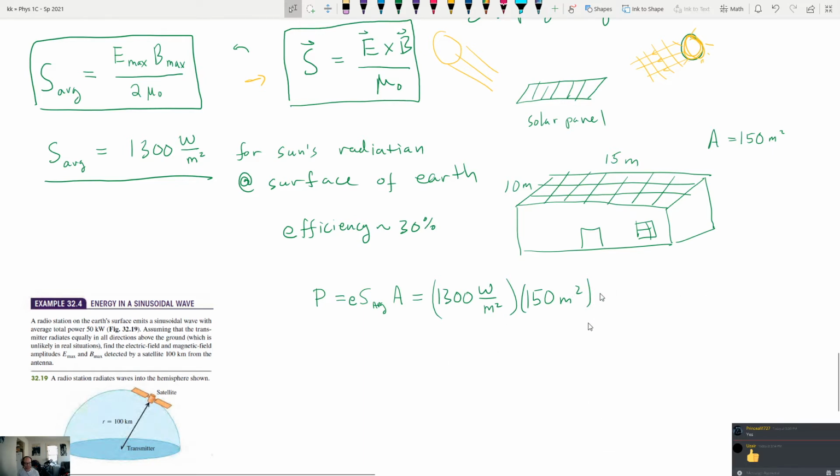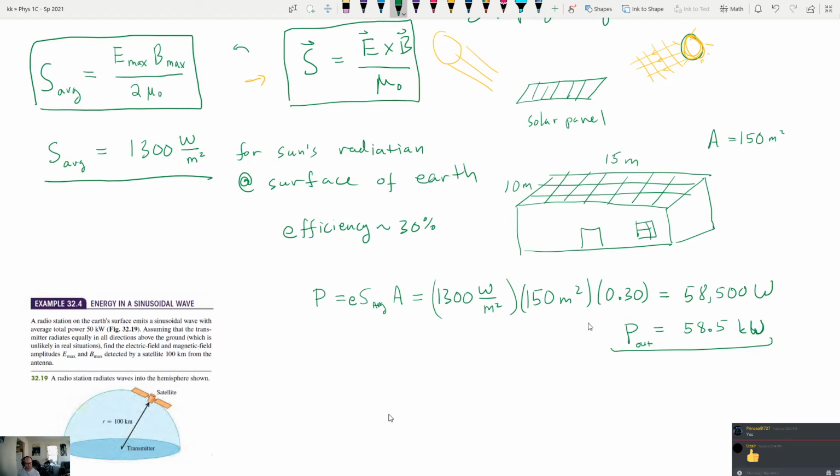There's always going to be losses, especially with solar panels. If any of you are looking for a good career to go into, finding a way to make better solar panels is a very lucrative field. All right, so 1,300 times 150, and then times the efficiency rating of 0.3, you end up getting 58,500 watts, but that number is kind of not very useful to us, because what's a watt? I think we're a little more familiar with kilowatts. So this would be the power output that you would get from your solar panels, about 58.5 kilowatts.